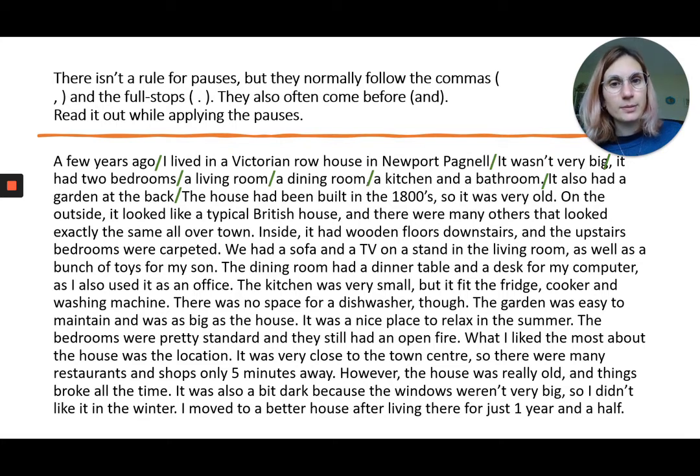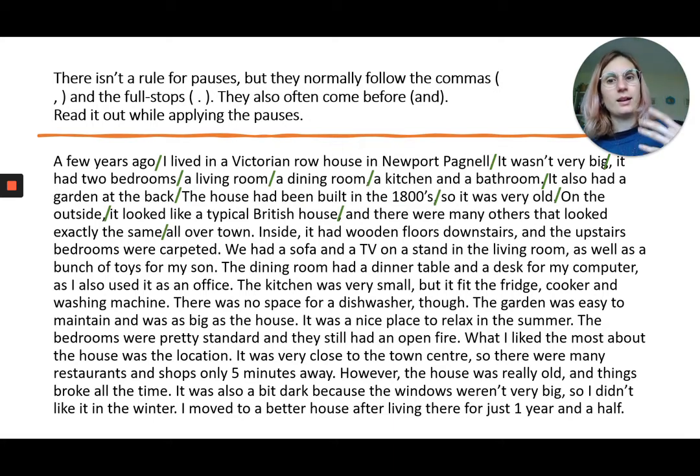The house had been built in the 1800s, so it was very old. On the outside, it looked like a typical British house. And there were many others that looked exactly the same all over town. So as you can see, I paused there because it sounded more natural for me.